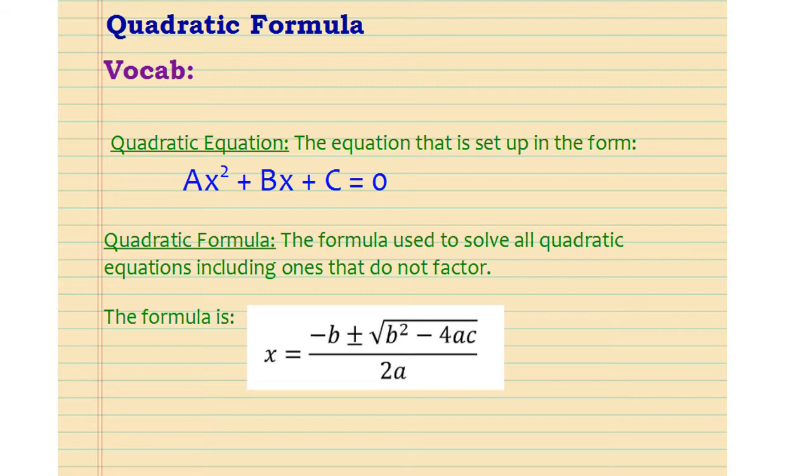Here's our vocabulary. Our generic quadratic equation is ax squared plus bx plus c. We're going to identify our a, b, and c values. And we're going to use the quadratic formula to solve any and all quadratic equations.